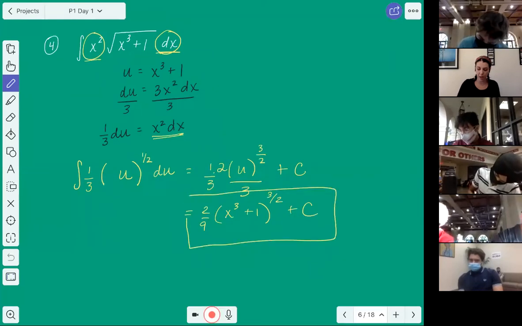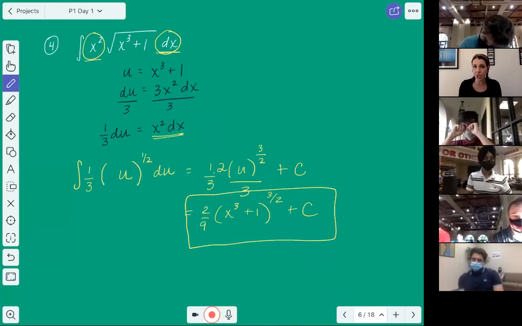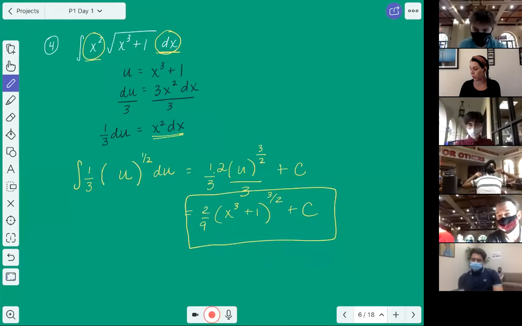Excellent work. And again, you can check this answer by taking the derivative. If you're not sure, you could always take the derivative to check. When you take the derivative, you're going to need to use something like chain rule probably, because that's the whole reason we used U-sub. So don't forget your chain rule there. Any questions on this problem?